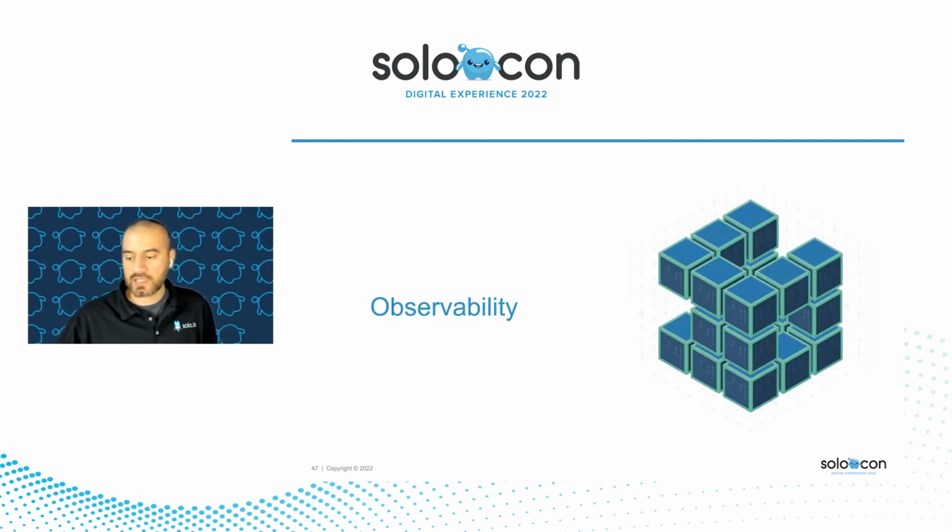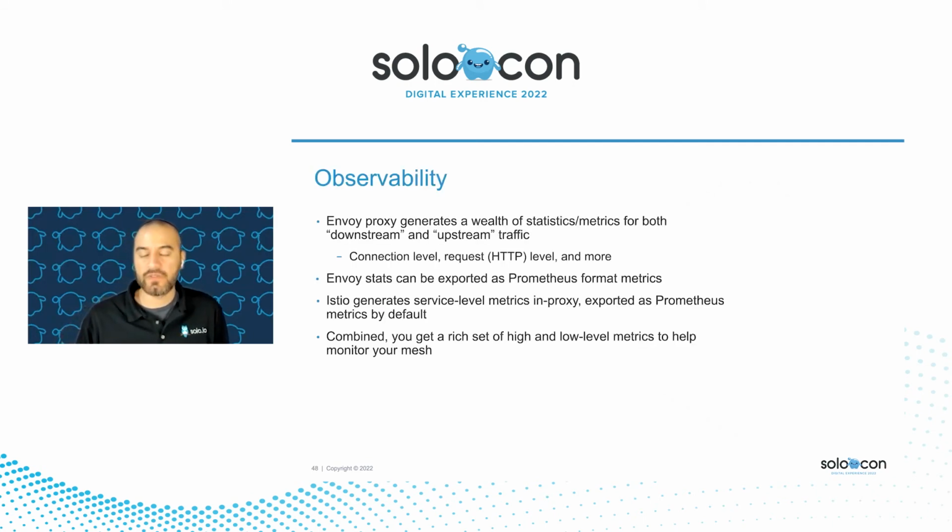Okay, so lastly, let's talk about observability. As I mentioned, there's a lot of power there with eBPF, but to get to that point, let's talk about what exists today. Envoy Proxy has a really fantastic set of statistics and metrics that it gathers for downstream and upstream traffic. As traffic flows through the proxy, a lot of statistics are generated for that traffic, at the connection level, the request level, and a lot more than that. But you're getting a lot of data when you're using Envoy.